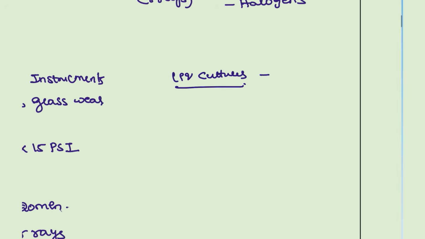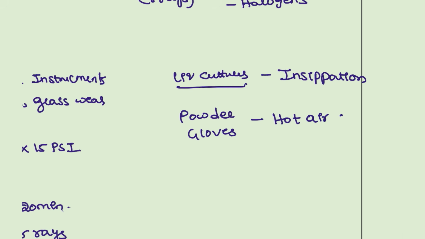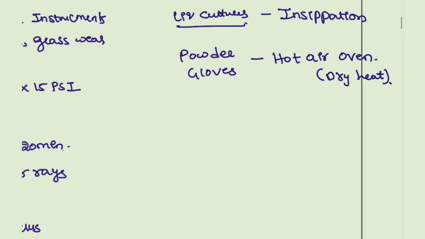it is done by inspissation, and then powder, gloves and dust are sterilized by the hot air oven. This is considered dry heat. Hot air oven is used for that. Next, for syringes, gamma rays are also used.